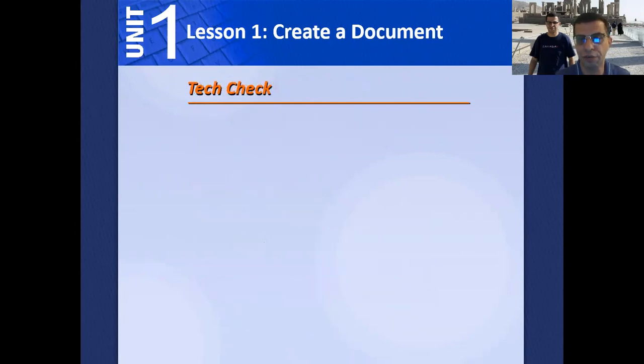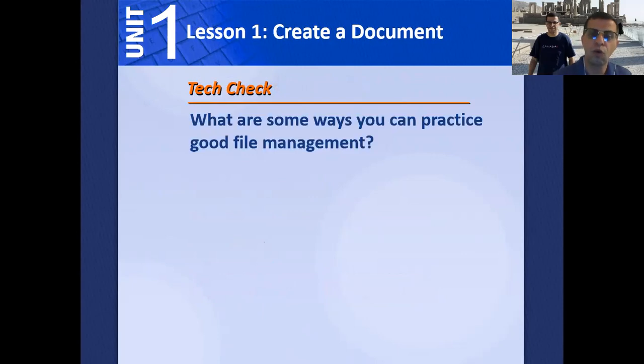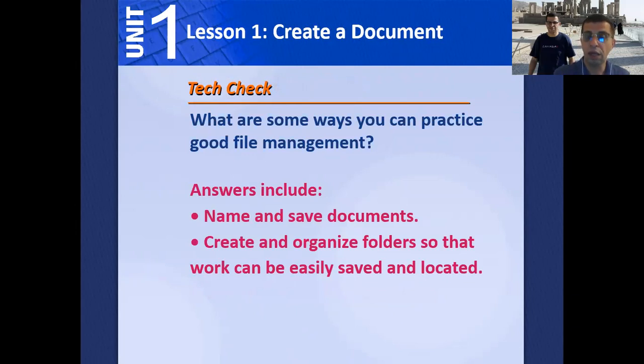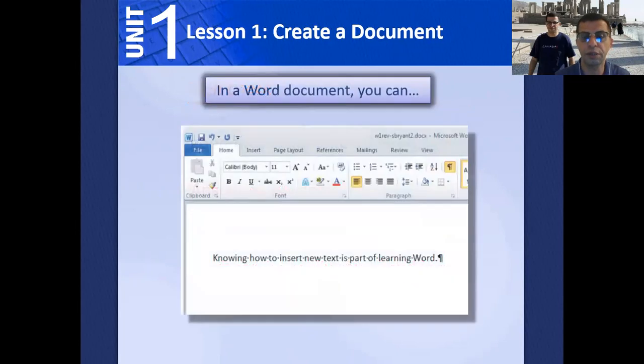Let's do some tech check now. What are some ways you can practice good file management? We spoke about it earlier. Name and save documents, create and organize folders so that work can be easily saved and located. I do know which folders I need in general in order to allocate certain data, certain information. You need to organize, name it properly, and create folders for that.